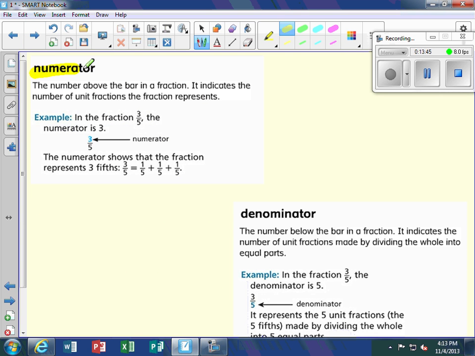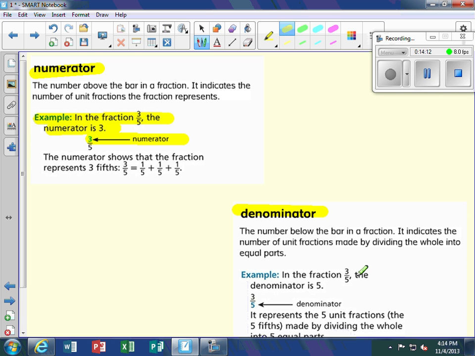All right, copy the example. You don't have to copy the definition. The number above the bar in a fraction indicates the number of unit fractions the fraction represents. Copy this example. In the fraction 3 over 5, the numerator is 3. Okay? And then it goes on to say what you don't have to copy: the numerator shows that the fraction represents 3/5, 1/5 plus 1/5 plus 1/5.